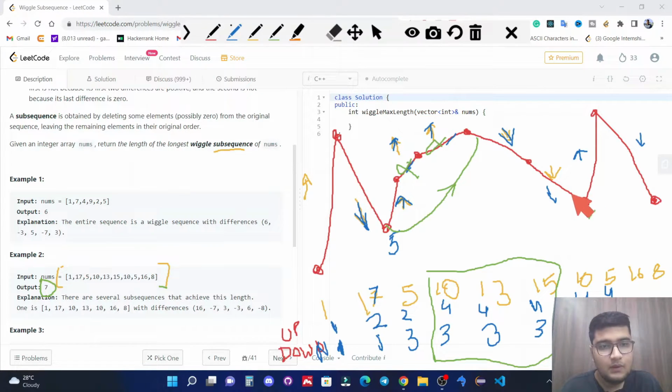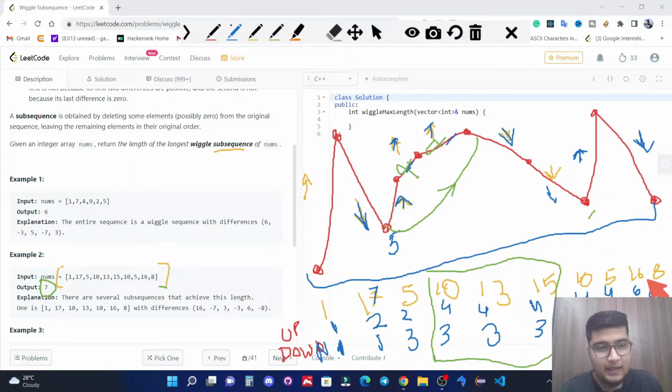Okay, now we are getting up. So when we get up, we update up to down plus 1, 5 plus 1 is equal to 6, and this will remain same. Now we have down, so when we get down, we update down with up plus 1, so this will be equal to 6 plus 1 is equal to 7, and this will remain same. Okay, now the iteration of the complete array is completed. At the end we get two values. Up is equal to 6 and down is equal to 7.